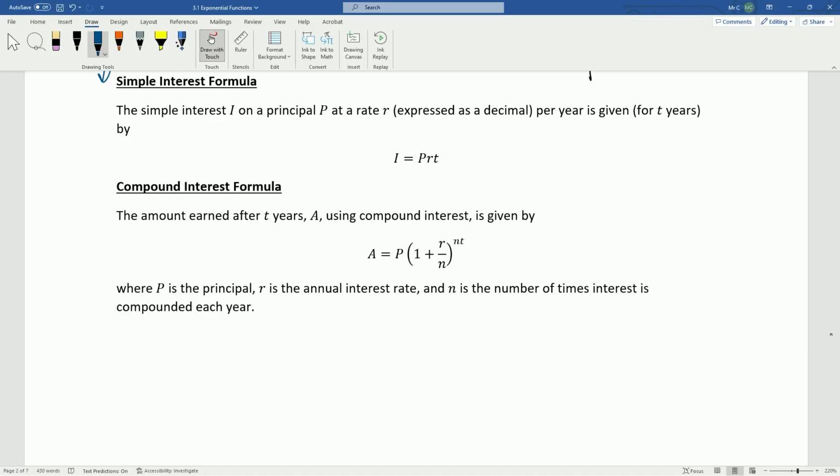So the simple interest I on a principal P at a rate R expressed as a decimal per year is given for t years by I equals P times RT. So this is the idea that you are charged interest one time based on how long you're borrowing something. So let's say a buddy says, hey, I'll lend you $1,000 for 2 years at 10% per year.